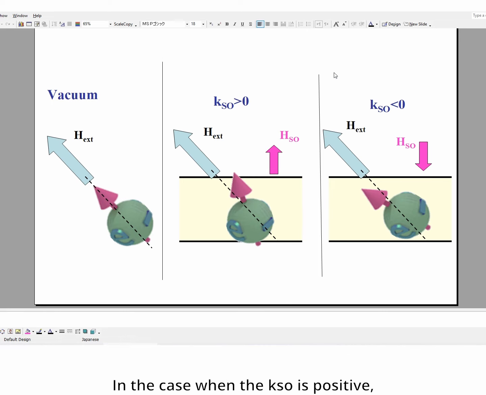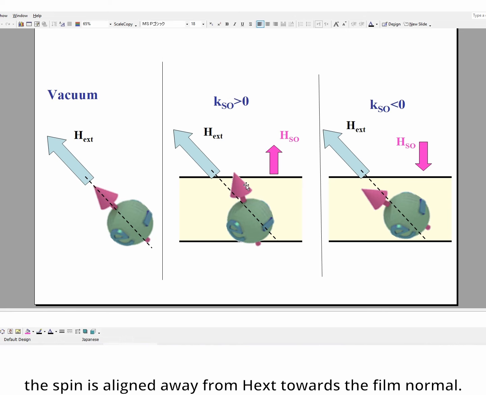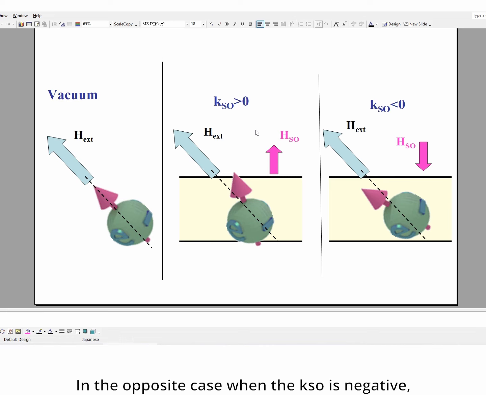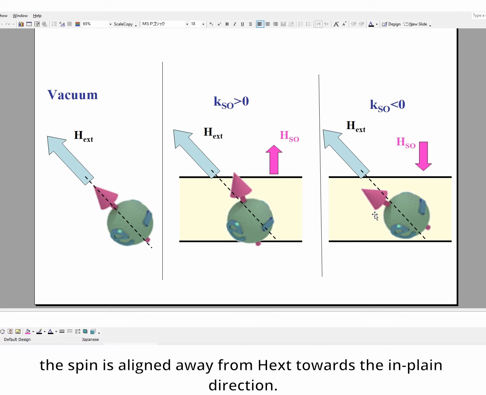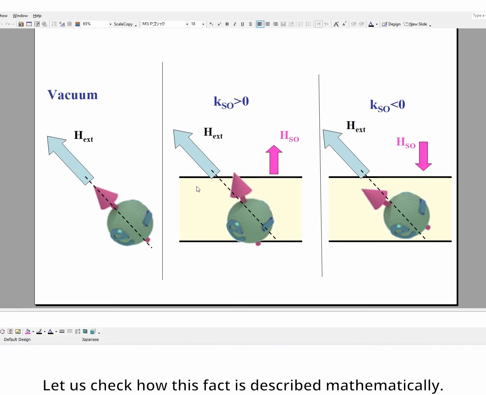In the case when the coefficient of spin-orbit interaction is positive, the spin is aligned away from the external magnetic field towards the film normal. In the opposite case, when the coefficient of spin-orbit interaction is negative, the spin is aligned away from the external magnetic field towards the in-plane direction. Let us check how this fact is described mathematically.